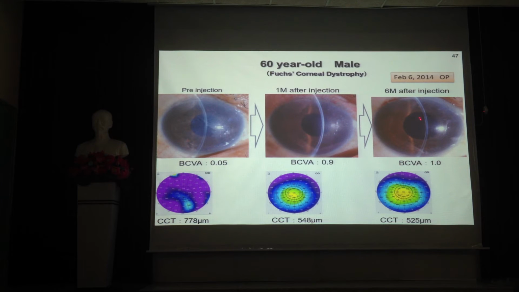6 months after the injection. We did this just over 2 years ago or so. This is the image obtained by the Pentacam. Central corneal thickness was almost 800 micron, and came down to less than 600, to 525 micron. The corneal thickness decreased, and the epithelial edema decreased. So you can see a good vision as well.